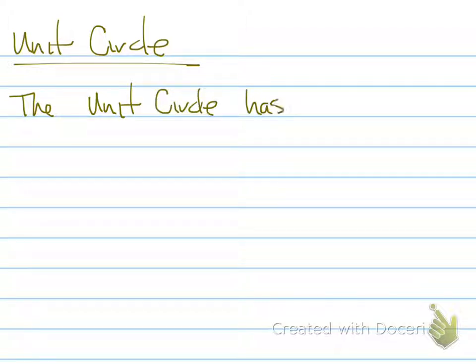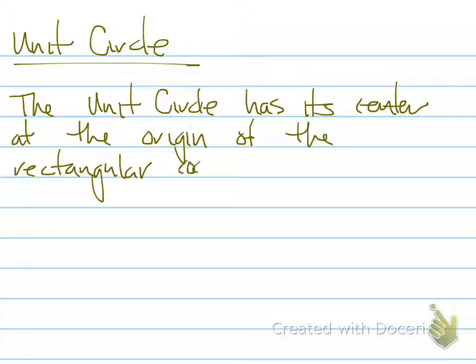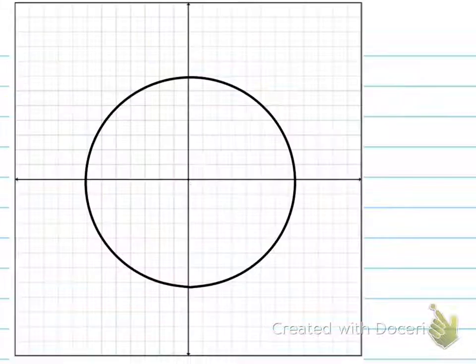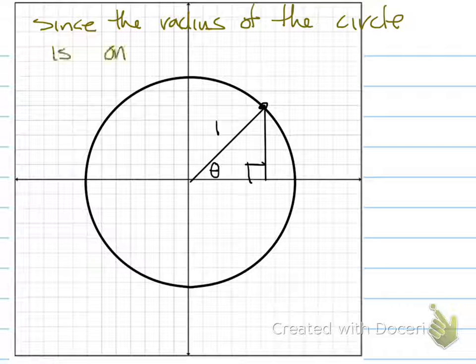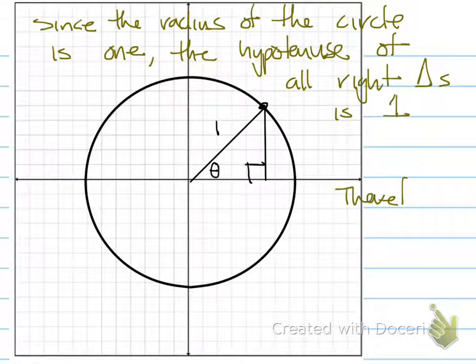In this lesson, we're going to be looking at the unit circle. The unit circle has its center at the origin of the rectangular coordinate plane or coordinate system. The radius for the unit circle is 1. So if we take a look at this right triangle, the radius is 1, so the hypotenuse of this right triangle is 1.